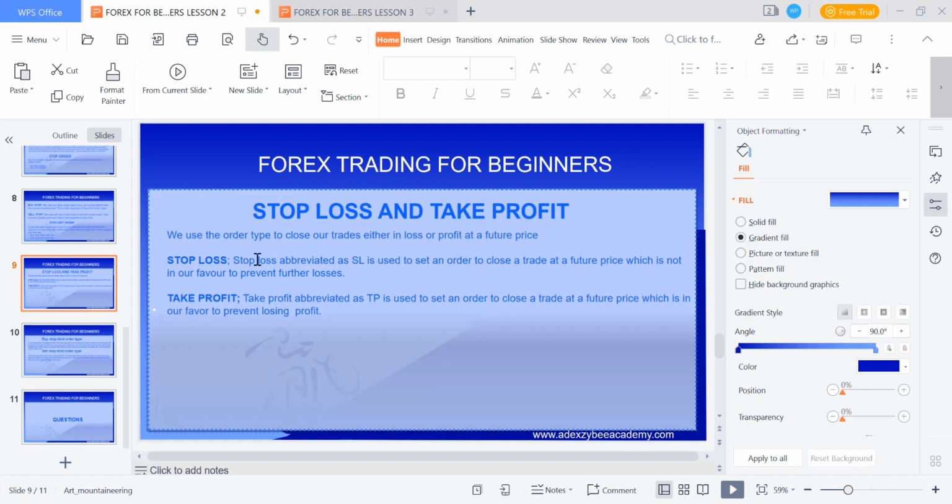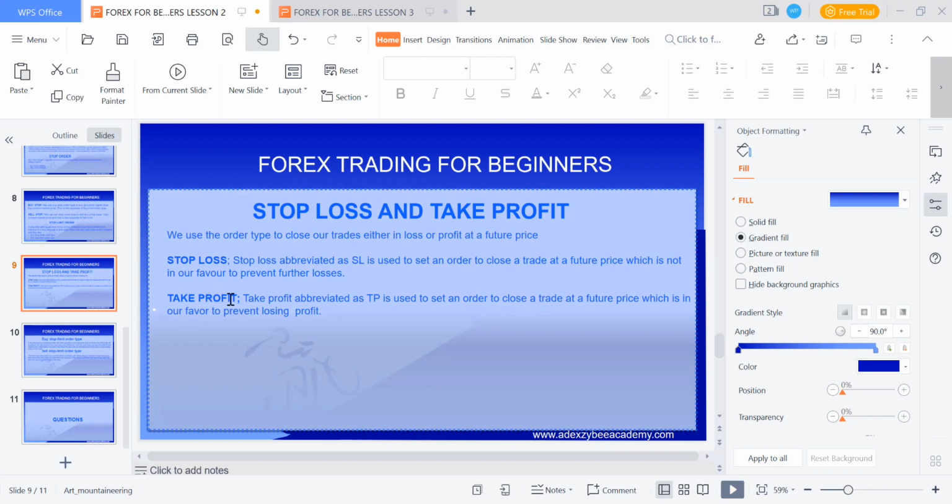Stop loss, abbreviated as SL, is used to set an order to close a trade at a future price which is not in our favor. You want to set a price at which you'll be at a loss. Yes, you are okay with it because you want to close it at that little loss to avoid more losses, even though you are not there.